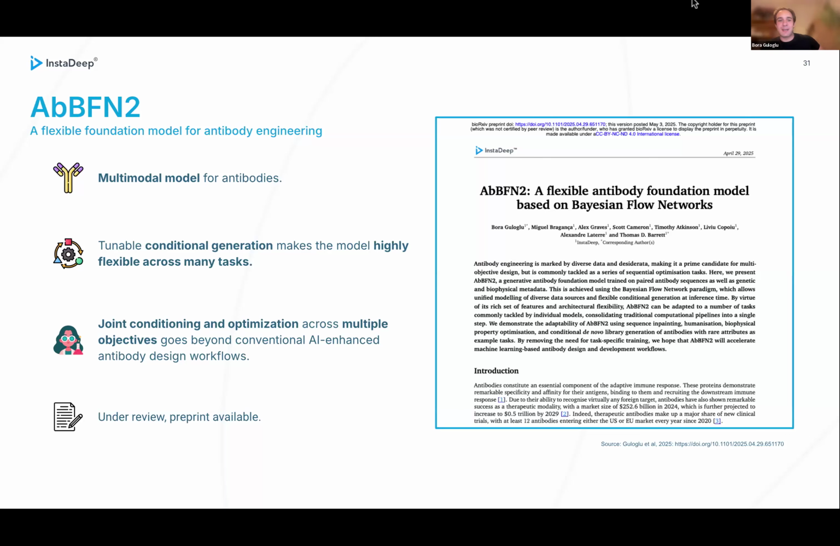Cool, perfect. Thanks, Tom. Yeah, hi everyone. I'm Bora. I'm a research scientist at InstaDeep, and my background is more in immunoinformatics, where I looked at structural flexibility of antibodies.